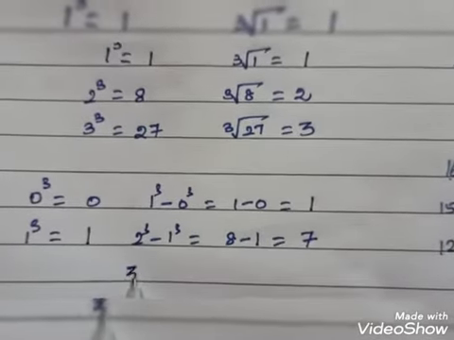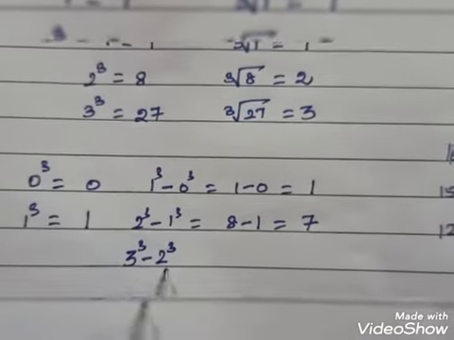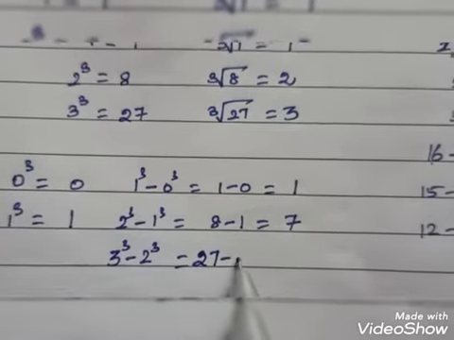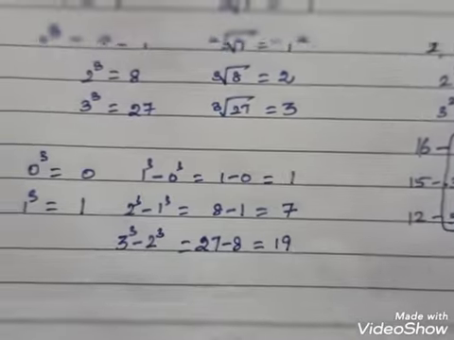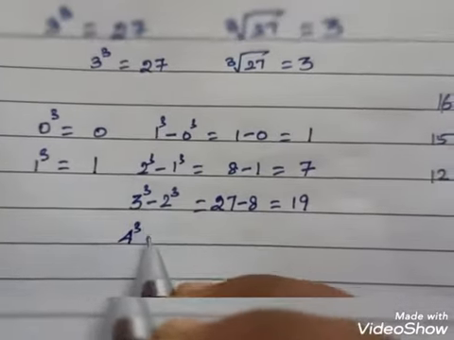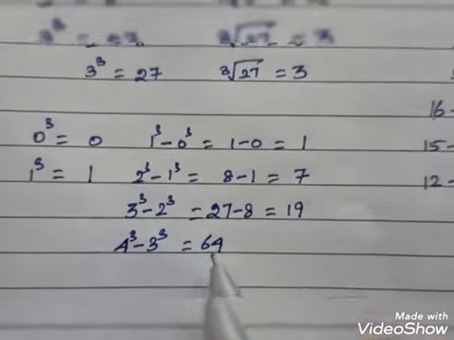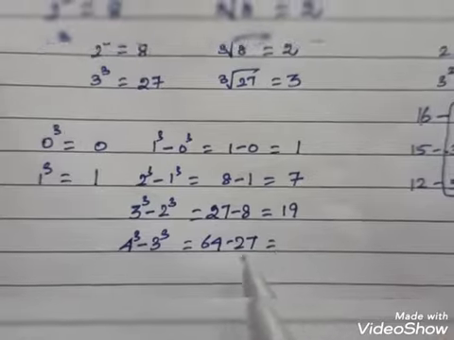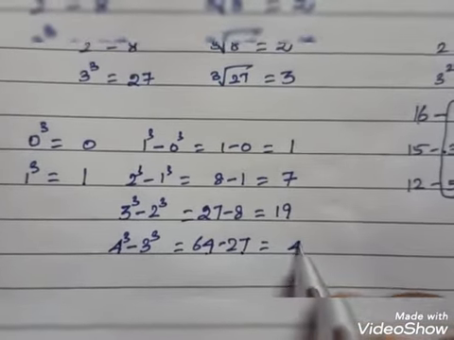Next, 3 cube minus 2 cube. These are the successive cubes. 3 3s are 9, 9 3s are 27, minus 8 which is equal to 19. And next, 4 cube minus 3 cube. So 64 minus 27, you get 37.